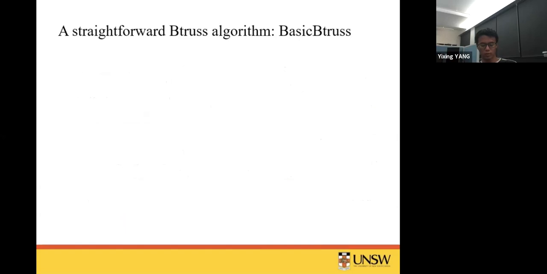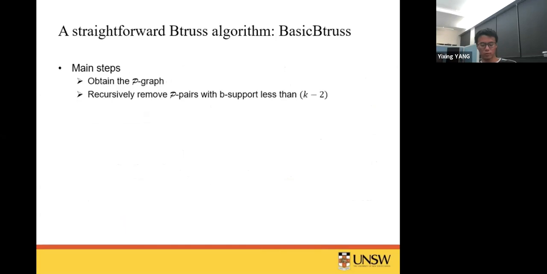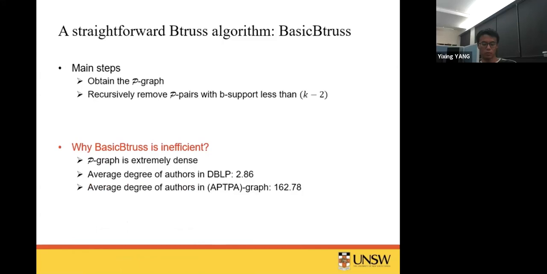Now, let's talk about how to compute the truss over HIN. Let's start from B-truss. For computing the B-truss, a straightforward algorithm is to obtain the P graph first, and then recursively remove P pairs with B support less than k-2 in the P graph. However, this algorithm is not so efficient. Why is it so inefficient? We found that P graphs are always extremely dense. For example, in the DBLP network, the average degree of authors is 2.86. But in the P graph, when P is APTPA, the average degree of authors is over 162.